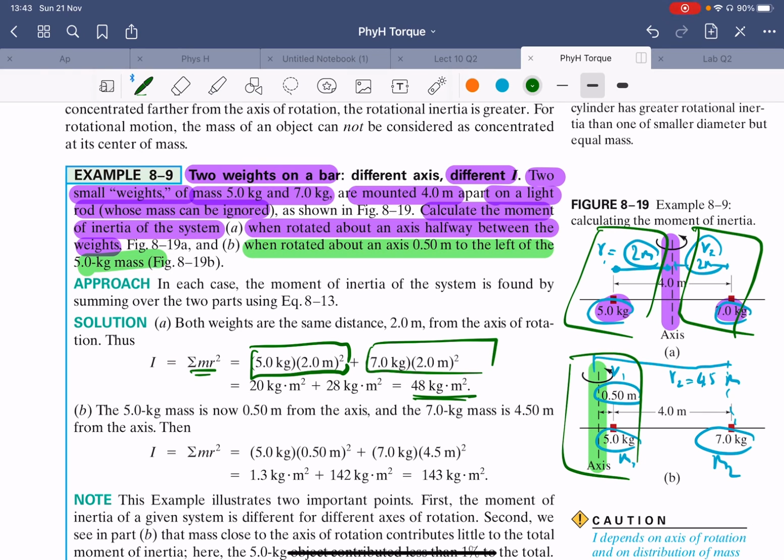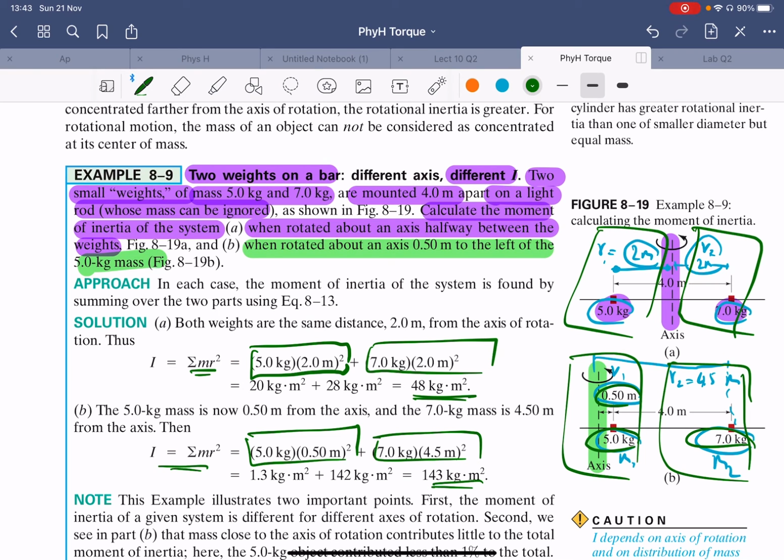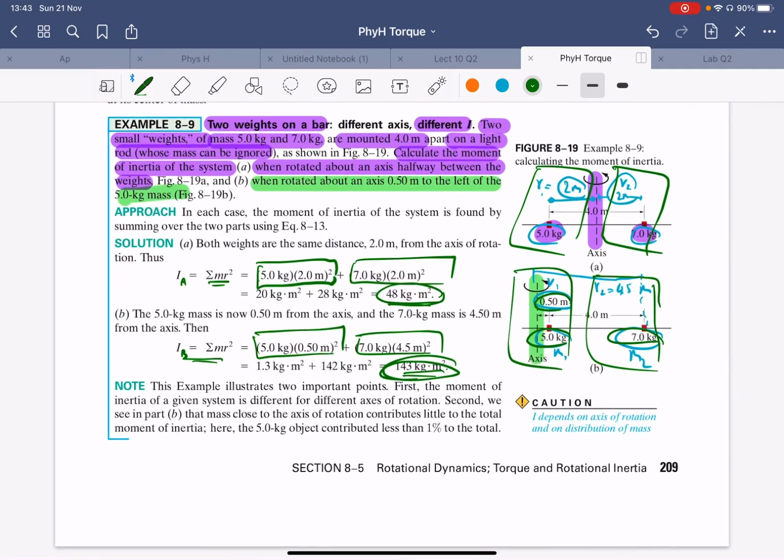This is 5 times 0.5 square plus 7 times 4.5 square. Add them, and you can see that you're getting more moment of inertia, right? Comparing this, I can just call this I_A and this I_B. See that I_B is a lot bigger than I_A, right? The moment of inertia is different because the axis of rotation is different.